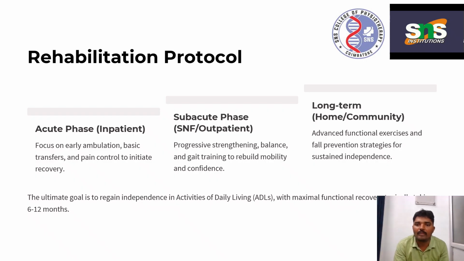Then the long-term home and community phase: advanced functional exercise, fall prevention, and strategies for sustained independence. The ultimate goal is to regain independence in activities of daily living with maximal functional recovery at 6 to 12 months.